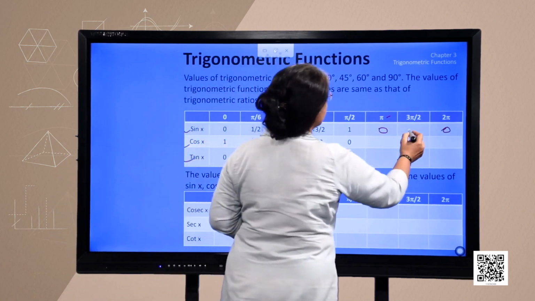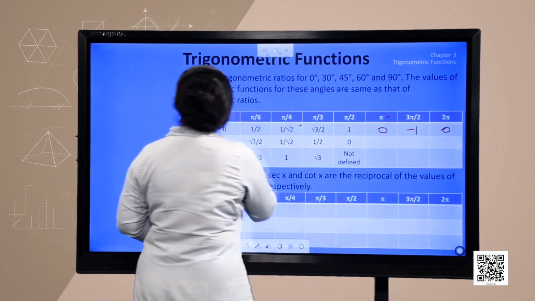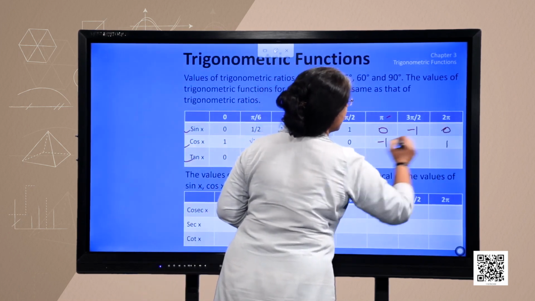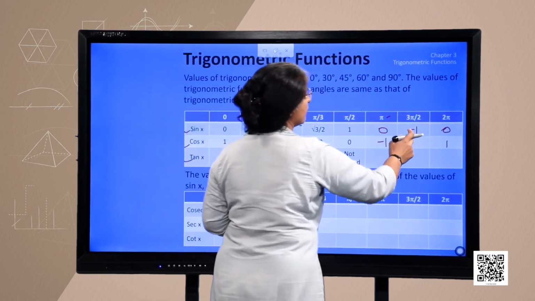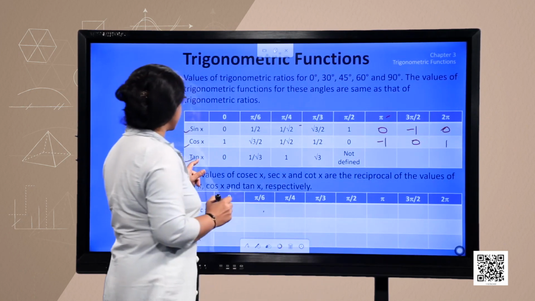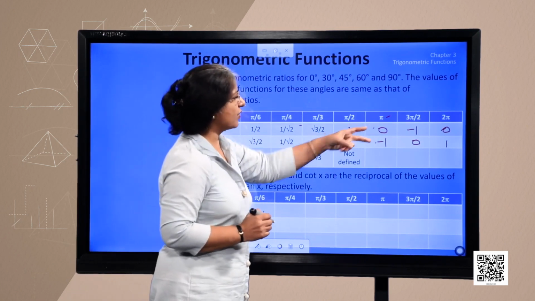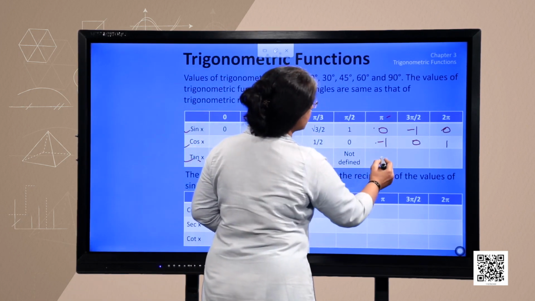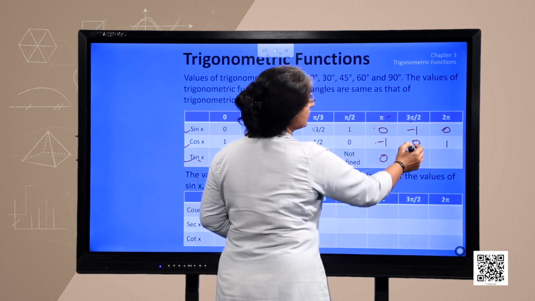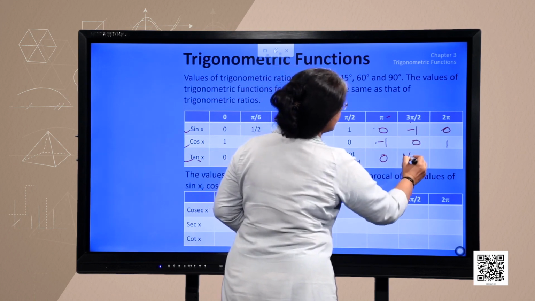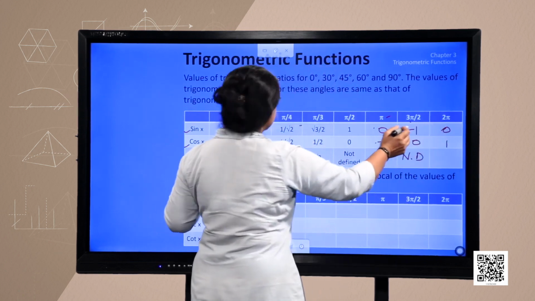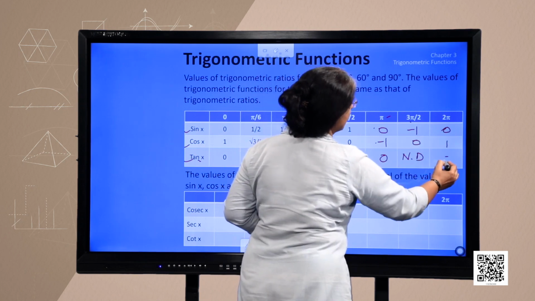And what about sine 3 pi by 2? It is -1. And cos x: cos pi is -1, cos 2 pi is 1, and what about cos 3 pi by 2? It vanishes at odd multiple of pi by 2, therefore, it is 0. And for tangent x, we can easily find the ratio of these two. So, sin pi upon cos pi will give us 0, and sin 3 pi by 2 upon cos 3 pi by 2 is not defined. In short, I am writing ND, and for tangent 2 pi, 0 upon 1 will give us 0 only.